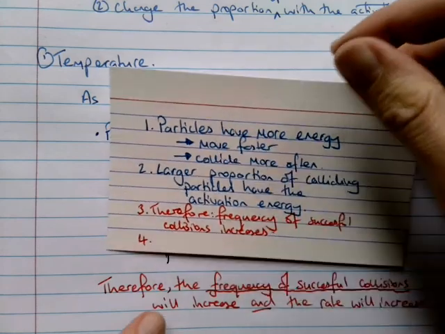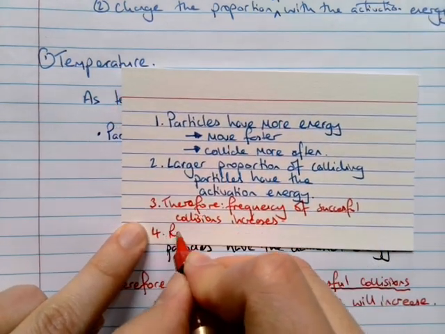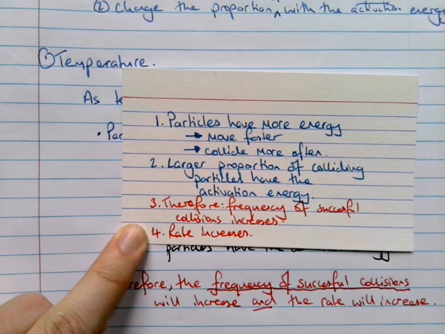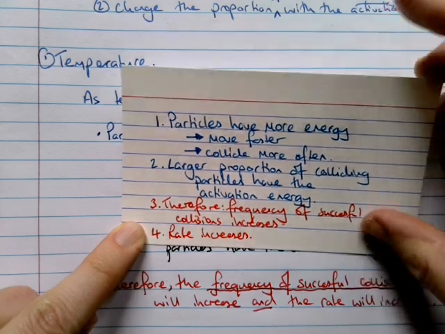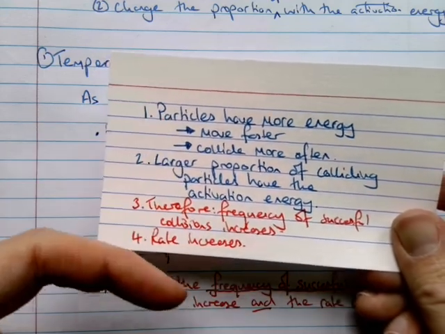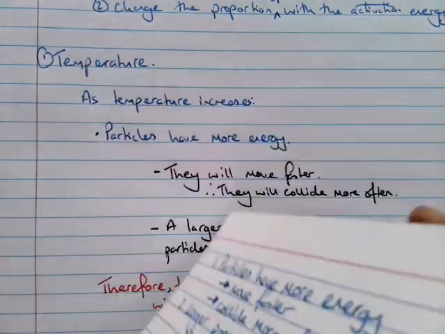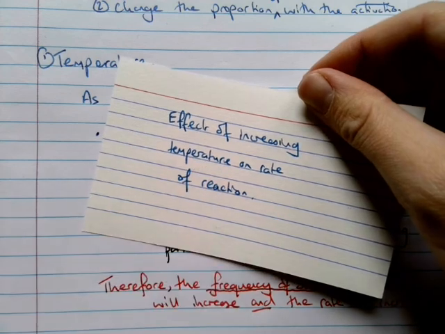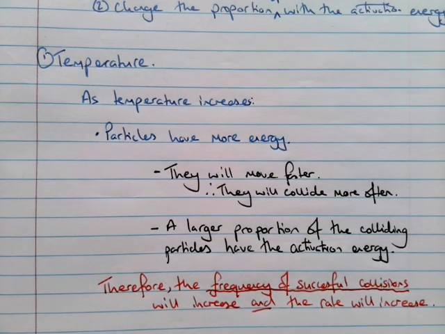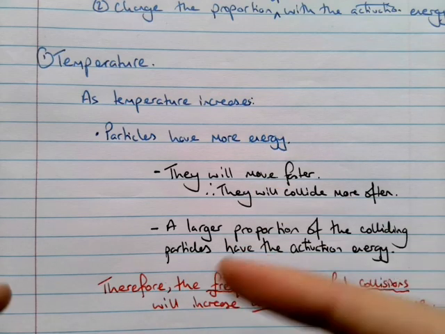What is that effect? Rate increases. Okay, and that is a really good flashcard for you to have, because if you can remember all of those things there, you know exactly what is happening when you change the temperature in a reaction. Now obviously this works for the opposite case. If you decrease the temperature, then it's just all the opposite things.